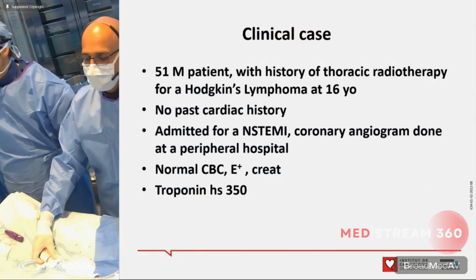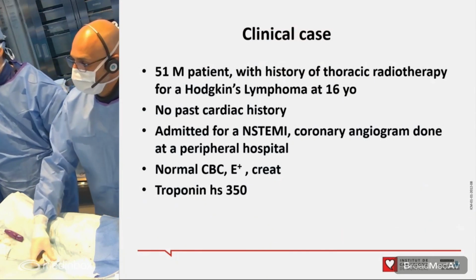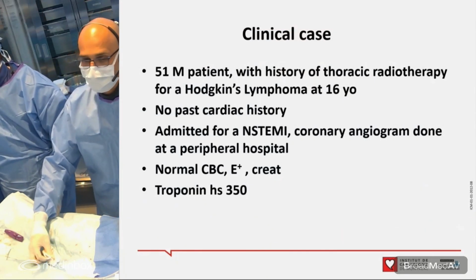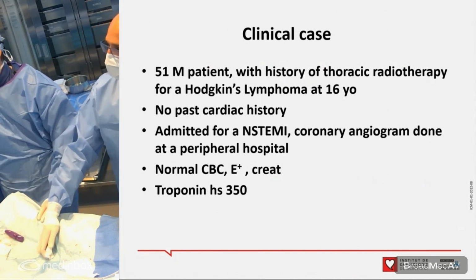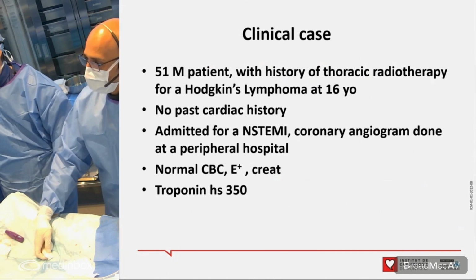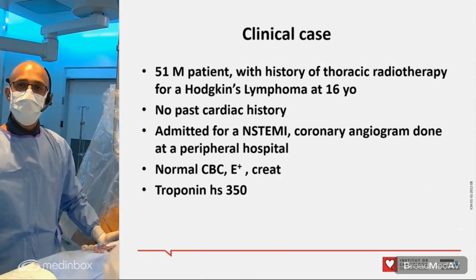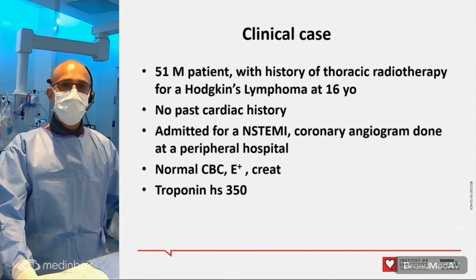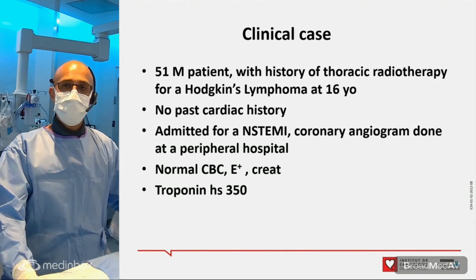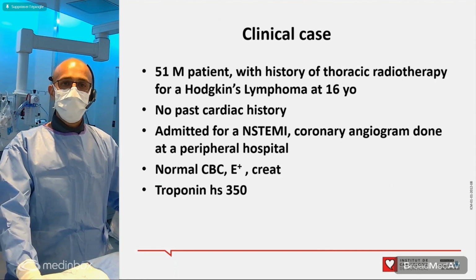This is a multi-vessel PCI case in radiation-induced CAD. We have a 51-year-old male patient with a history of thoracic radiotherapy for Hodgkin's lymphoma at age 16. No past cardiac history. He was admitted at a peripheral hospital with a non-STEMI where the angiogram was done. His labs were normal except for a positive troponin.